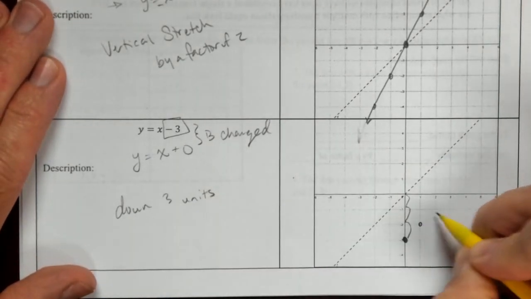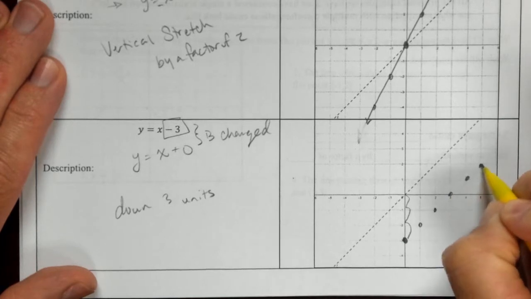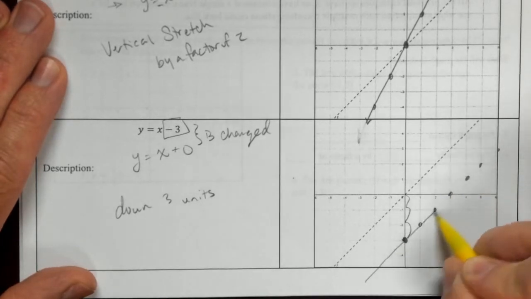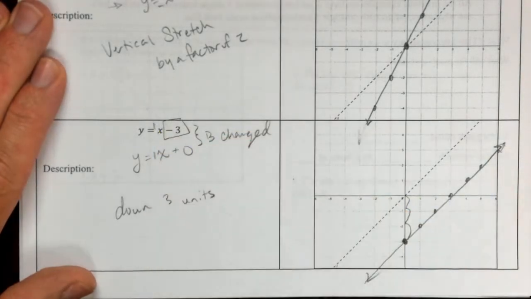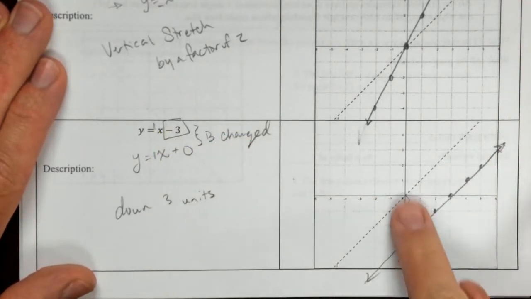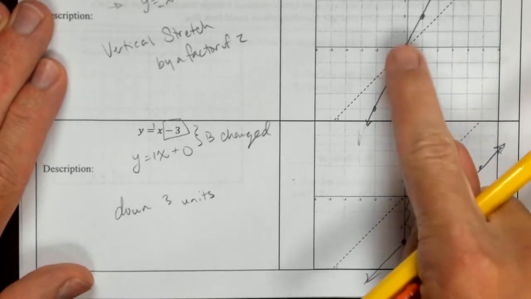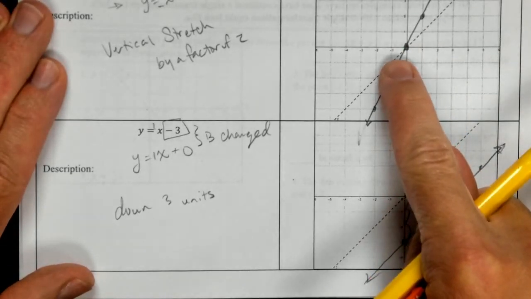If we were to graph that, it would look like this. Now, big important point here. Notice those two lines are parallel, right? They have the same slope. They both have a slope of 1. So those lines are parallel. All we did was move that graph down. These are not parallel lines. They don't have the same slope.